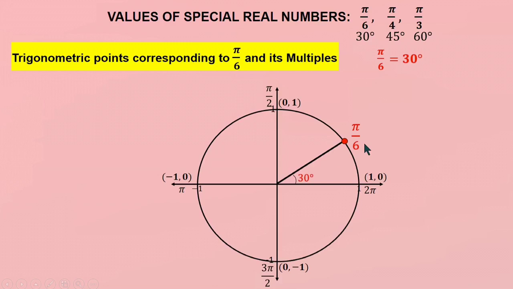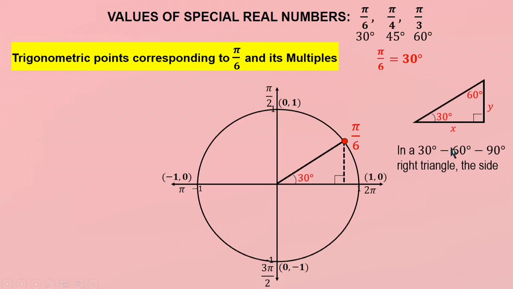Now, what are the coordinates of pi over 6? If we draw a line from this point downward, we have created a right triangle. Recall that the sum of the angles of a triangle is 180 degrees. So if this angle measures 30 degrees, while this is 90 degrees, this angle measures 60 degrees, a total of 180 degrees. This side is x, it is on the x-axis, while this side is y, this is parallel to the y-axis. To determine the value of x and y, we need to remember from our geometry the concept about a 30-60-90 degree right triangle.